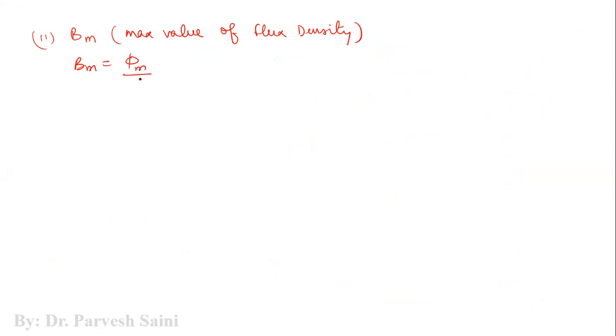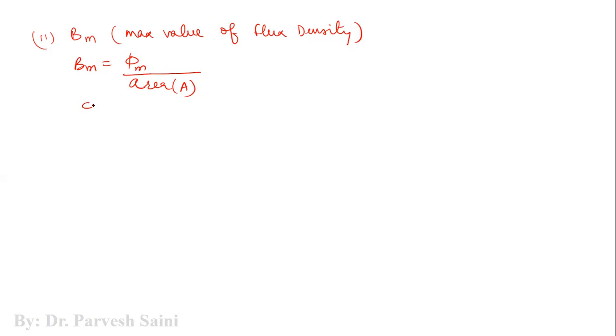Now the second part is we have to find out the maximum value of flux density. In the second part, we have to find out the value of Bm. So Bm is the maximum value of flux density. So Bm is equal to phi m upon A, area, right?